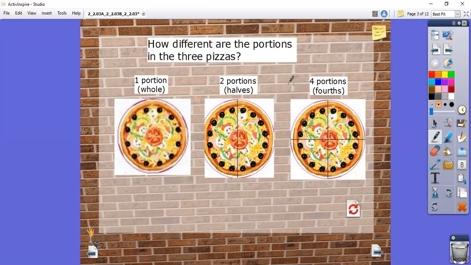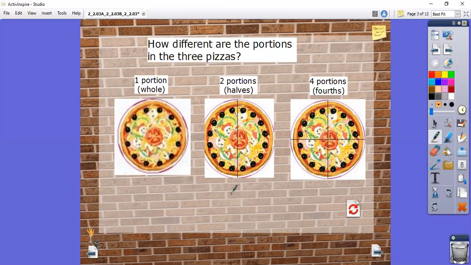Now notice, when we're getting into more pieces, 4 pieces, those pieces are getting smaller. The more pieces you have, the smaller they are. The less pieces you have, like just 1 piece, the bigger they are. They become giant pieces. So it's an important lesson to remember with fractions. Anytime you cut something up into smaller pieces, or anytime you cut a fraction up into more pieces, the size of those pieces are getting smaller.